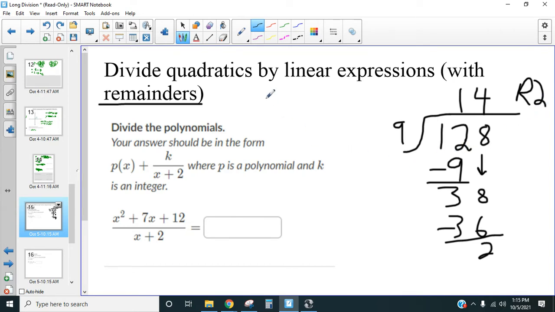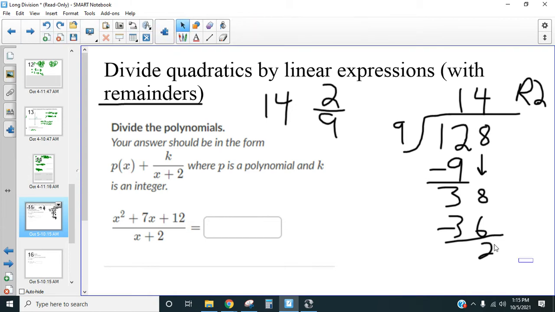Another way you could put it would be 14 and 2 ninths. Just like that. Now I'm doing this as a numerical example because if you know how to do that, you should be able to follow the same pattern for when we do this with quadratics.